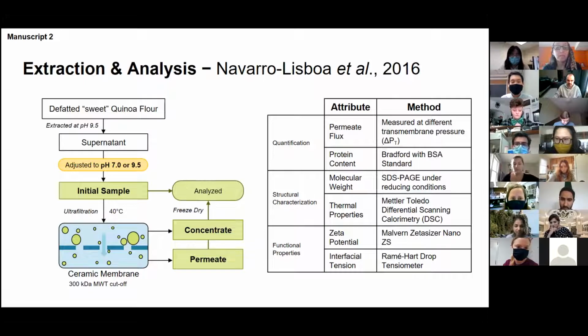So maybe there would be co-precipitation of other substances when they extracted it at 9.5. Could be possible. There would be some other components that would be soluble, maybe some soluble fiber, soluble sugars, but smaller molecular weights will potentially go through that ceramic membrane. They didn't look for purity, and that's something they should have done.